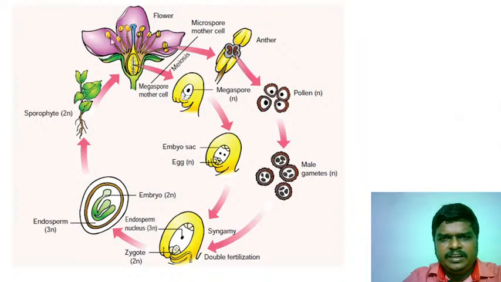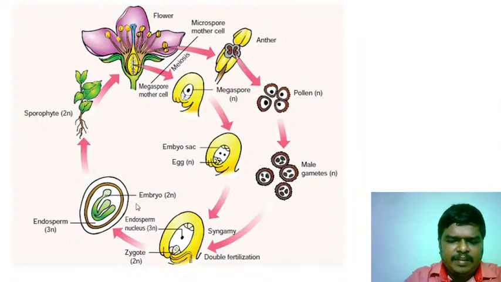So now we can see that the flower has megaspore mother cells. That megaspore mother cell forms the embryo sac. The embryo sac contains the egg. Here, the egg is here. This is the female gamete. Whereas the anther contains pollen grains. The pollen grains form the male gamete.